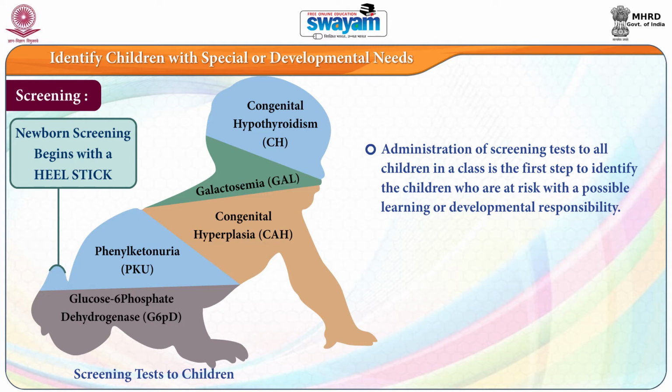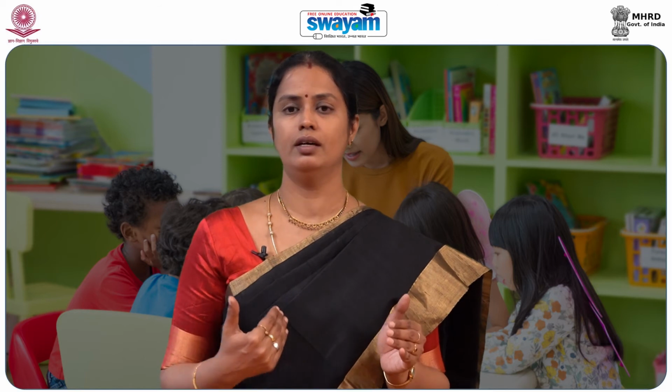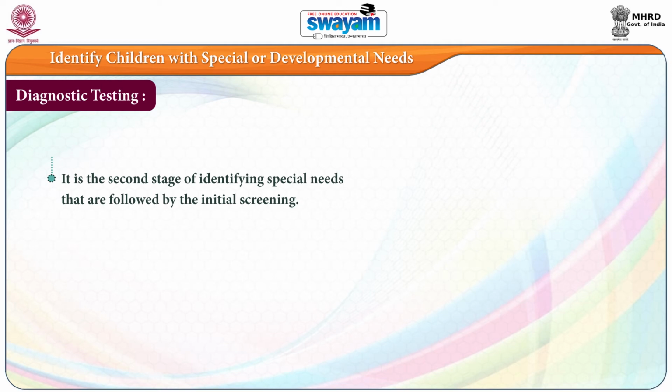The screening test, otherwise referred to as developmental screening, include items to assess motor, language and cognitive development. These tests also assess the perceptual ability of children. Amidst the advantages of screening tests administered to young children, the process is not foolproof as some of the problems go undetected, or even a few of the problems identified may not need serious interventions. Hence, the second level of testing, called the diagnosis, is needed. Diagnostic testing is a second stage of identifying special needs that are followed by the initial screening.